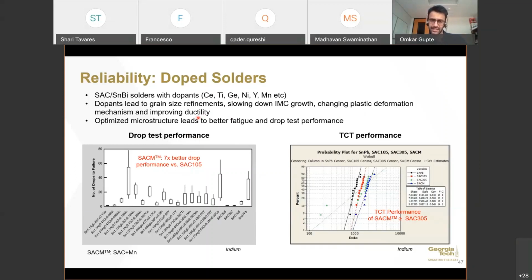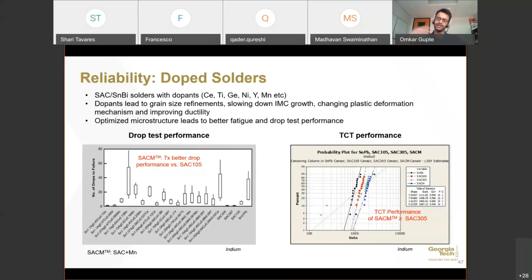So these are the mechanisms by which these dopants can help in improving the reliability, and this microstructure leads to better fatigue and drop test performance in these solders. These can be used in both the regular SAC solders and in the low temperature solders as well. So these are some of the innovations that are done in the solder material space and the BGA space.